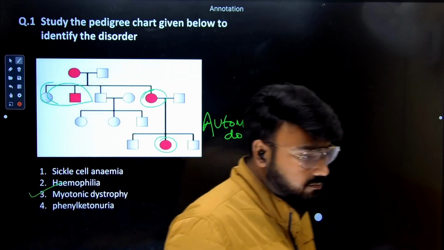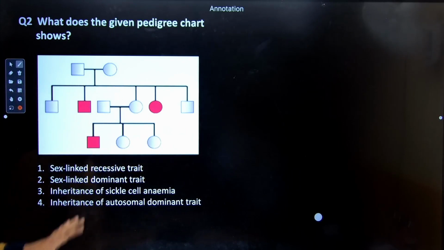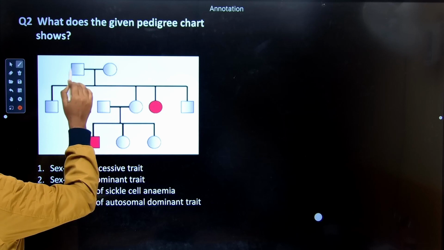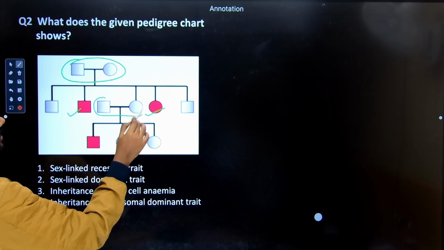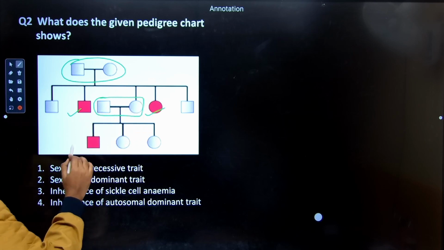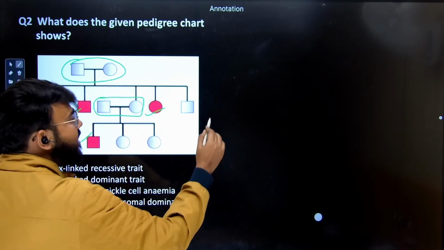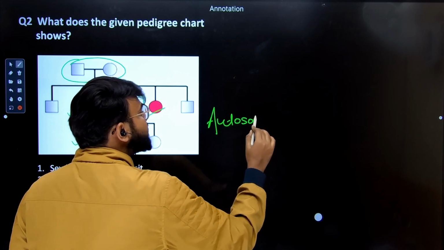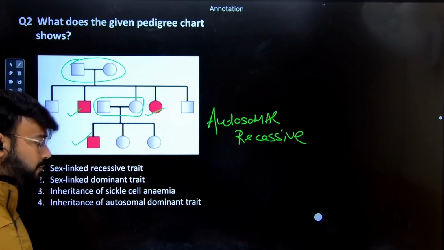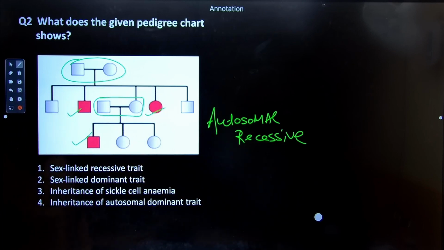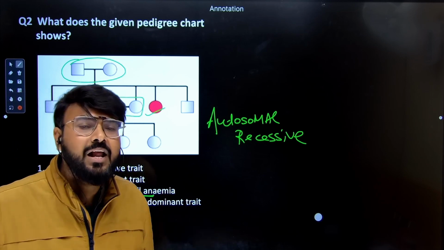Now let's go to question number 2. As we can see in the next question, another pedigree chart is given. If you can see, the parents are not affected, but the children are affected. Here also in the second generation, the parents are not affected, but the children are affected. So this is a clear case of autosomal recessive. So what will be the option out of these four? Our answer will be sickle cell anemia, which is an example of autosomal recessive.